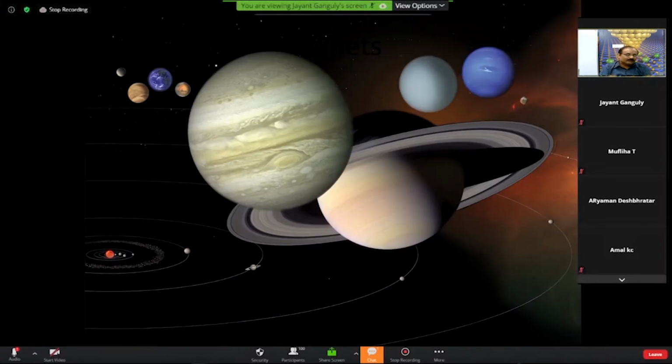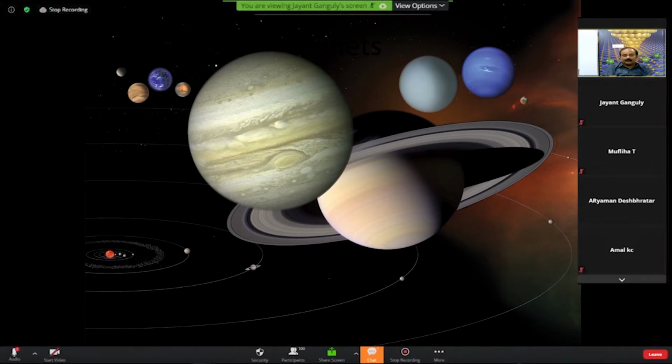Then another class of objects which are of interest are the planets. There are two classes of planets which we have classified. Some are rocky planets and some are gaseous planets. Among the rocky planets we have Mercury, Venus, the Earth and Mars, and among the gaseous planets we have the largest planet, which is Jupiter, and Saturn. It is the planet with the lowest density.